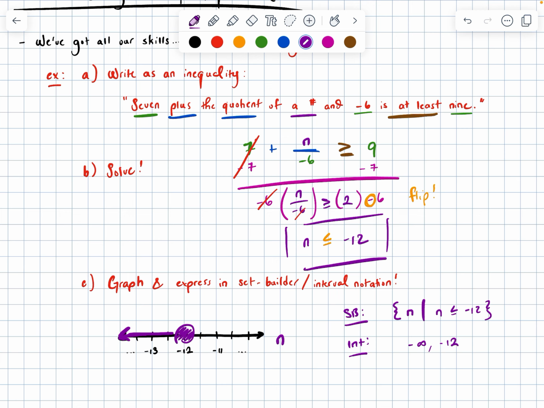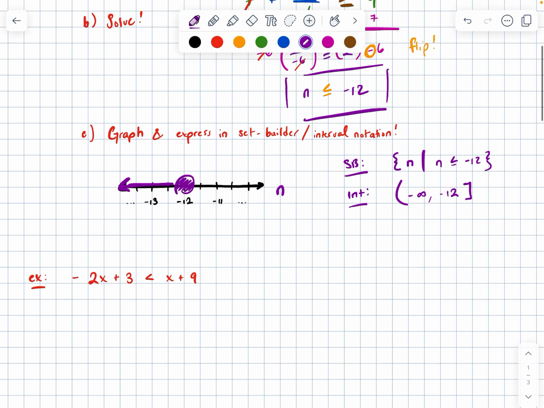Just need to ask about parentheses and brackets. Well, negative infinity is never included. It's a concept, not a number. It always gets a parentheses. Negative 12 has a closed circle. It's in my solution set, so it gives me a bracket. Very good. So with this idea in mind, let's amp up the ante a tiny bit.